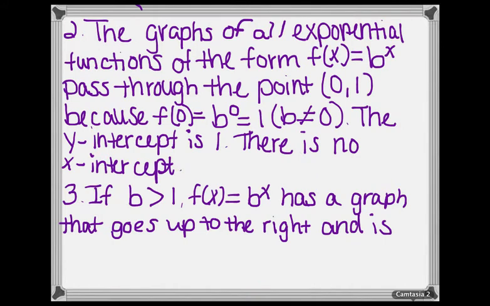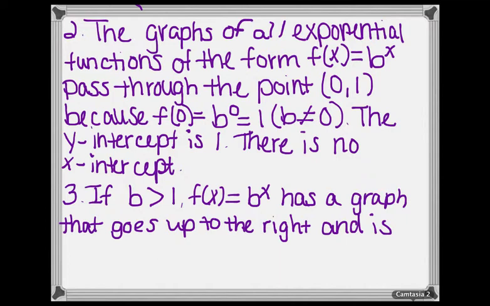The graphs of all exponential functions of the form f of x equals b to the x power pass through the point (0, 1), because f of 0 is equal to b to the 0 power, which is equal to 1. b cannot be equal to 0. The y-intercept is 1. There is no x-intercept.